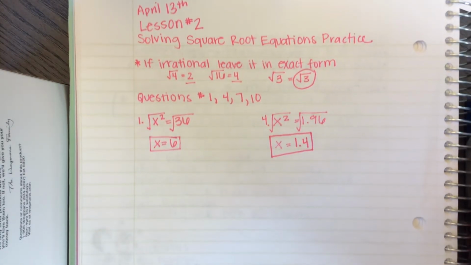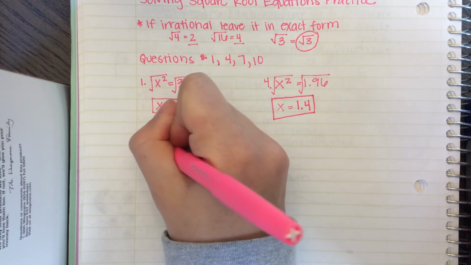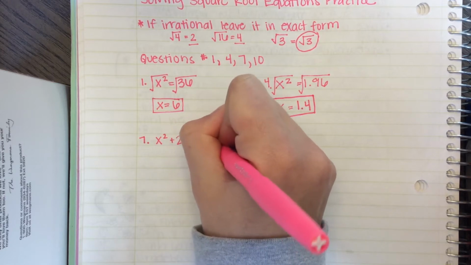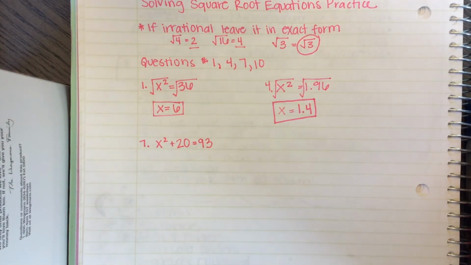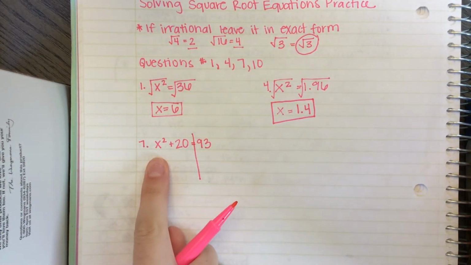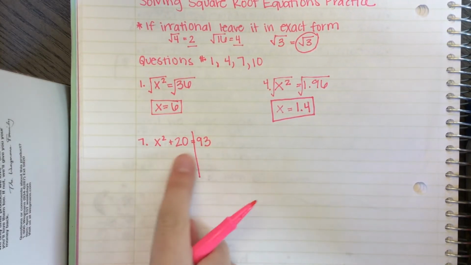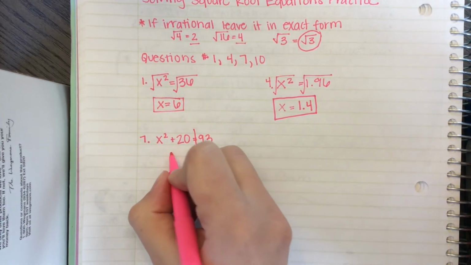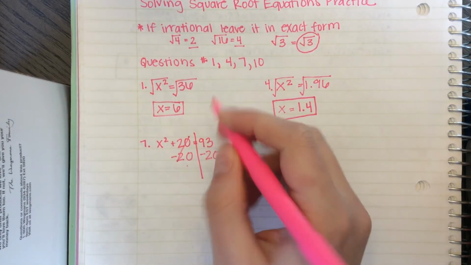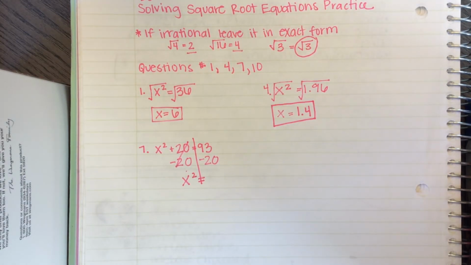Now we're going to get something a little more complicated. For example, number 7 says x squared plus 20 equals 93. With this one, this might help you to build the wall. If you want to get x by itself, the first thing you got to do is get this x squared by itself so you can then take the square root like we did up here. So I have to undo this 20. To undo this 20, I'm going to subtract 20 from both sides. That cancels out, and I get x squared left on this side. And then 93 minus 20 is 73.